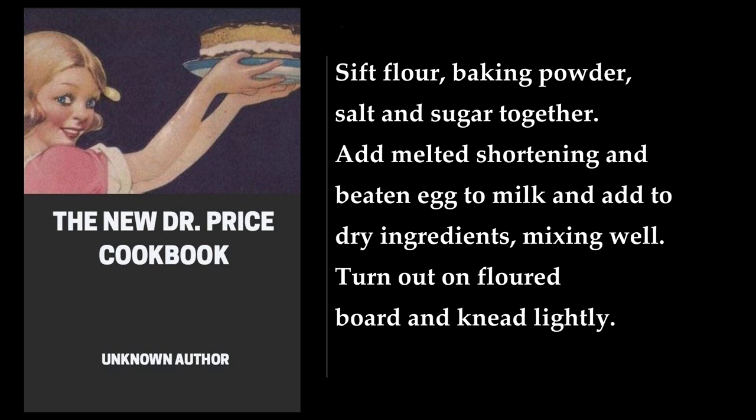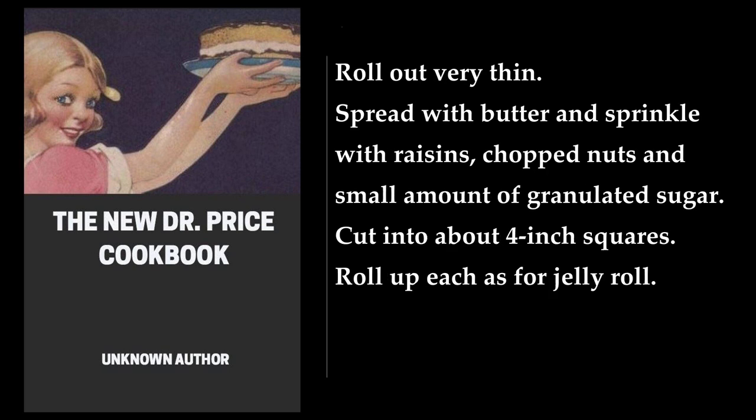Sift flour, baking powder, salt and sugar together. Add melted shortening and beaten egg to milk and add to dry ingredients, mixing well. Turn out on floured board and knead lightly. Roll out very thin. Spread with butter and sprinkle with raisins, chopped nuts and small amount of granulated sugar. Cut into about 4-inch squares. Roll up each as for jelly roll.